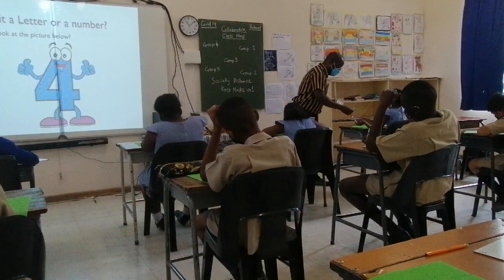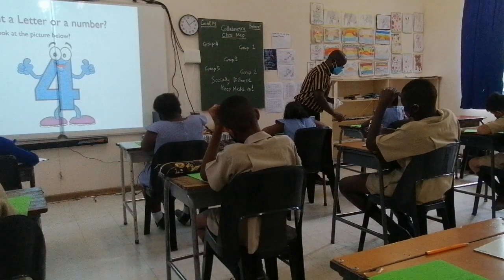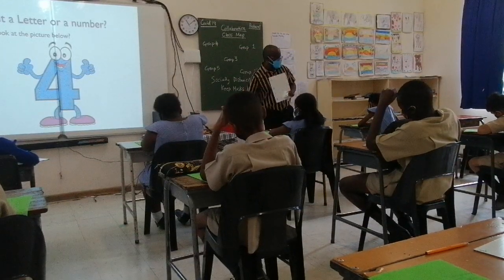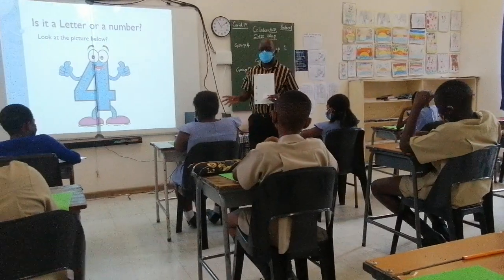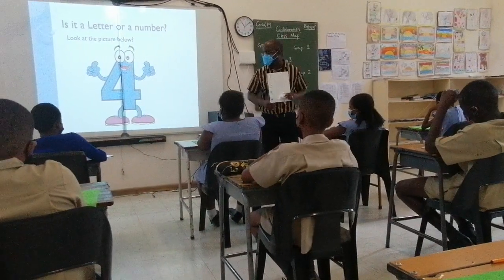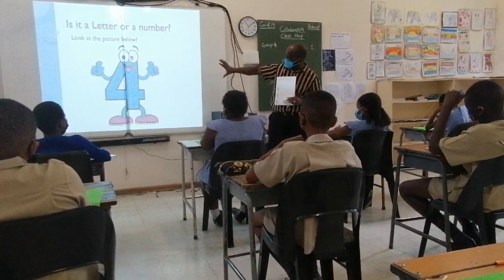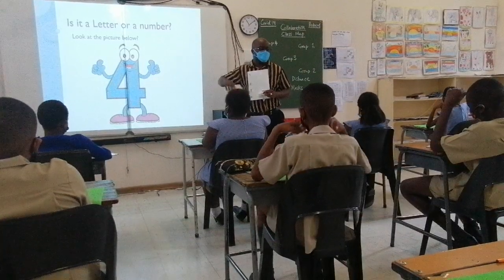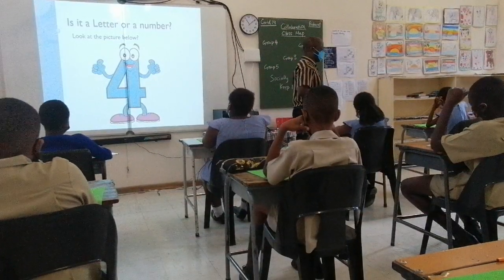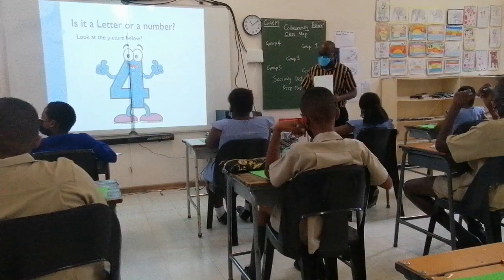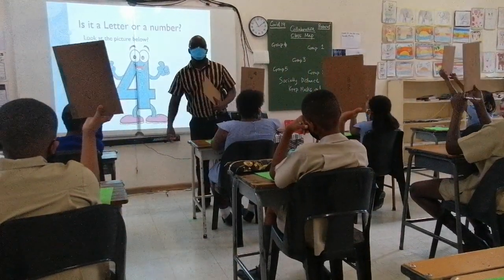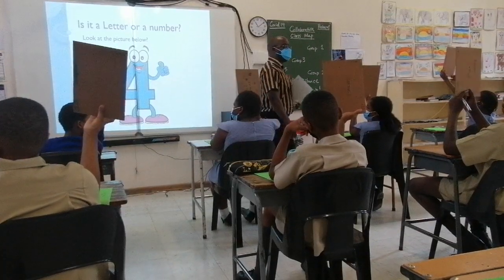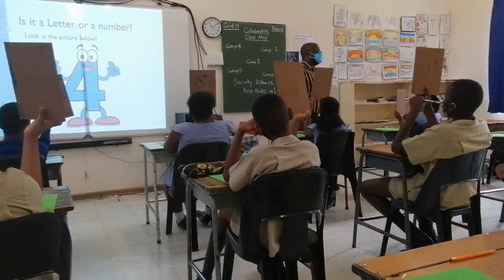Don't put up your boards yet. Just write your answers. Whether it's a letter or a number. Ignore the eyes, and the hands, and the expression. We're looking at the central figure in the middle of the board. Is that a letter or a number? Okay, now hold up your boards. Let's see what your answers look like. Alright, so we all recognize. Very good. It's a number.